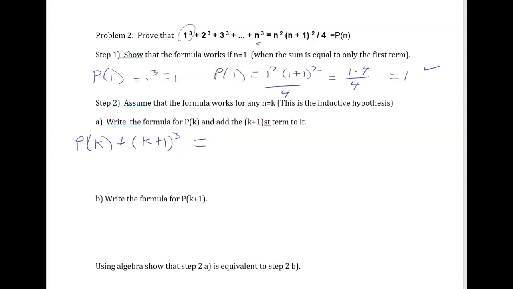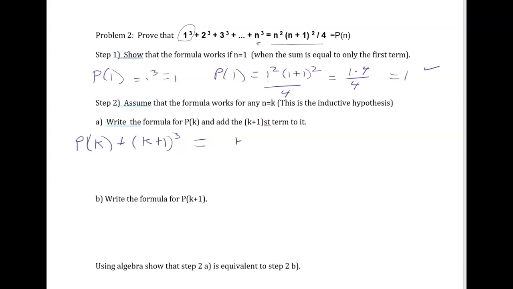I have to write that, and then I have to show that that's going to be the same as if I just put K plus 1 into the formula, because this will be the sum of the cubes of the first K integers, and now I'm going to add the cube of the K plus first. That's the same as saying the sum of the cubes of the first K plus 1 integers, which is what this formula will do if we use K plus 1.